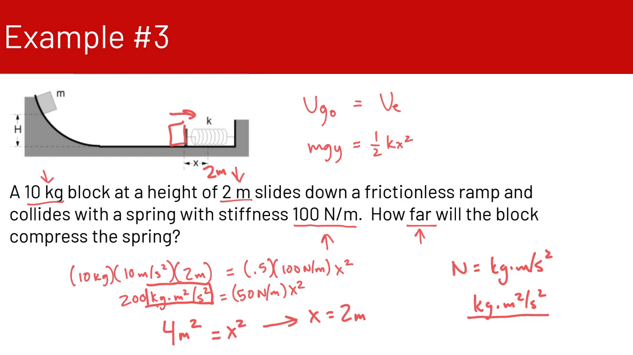So we have kilograms meters squared per second squared divided by, now we're dividing by newtons per meter. So we're dividing by kilograms meters per second squared per meter. So our kilograms meters per second squared takes out kilograms, one of our meters, and per second squared, and then this per meter at the bottom ends up coming back up and giving us another meter squared. So in the end here, we end up with meters squared, which is what we have here. 4 meters squared equals x squared. So when we take the square root of both sides, we end up with just a single unit of meters.